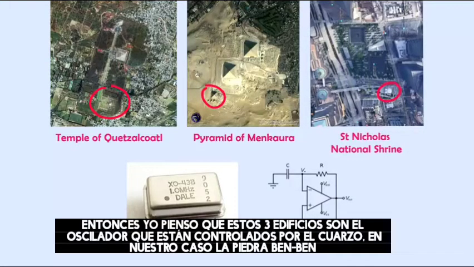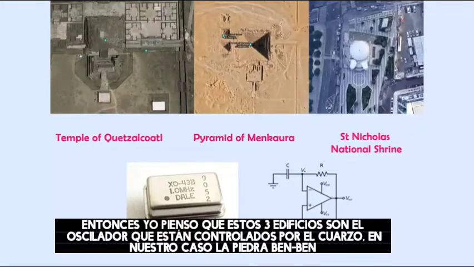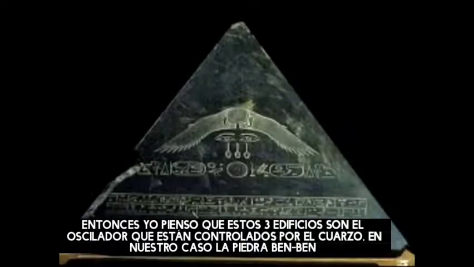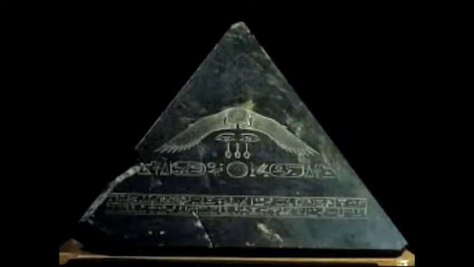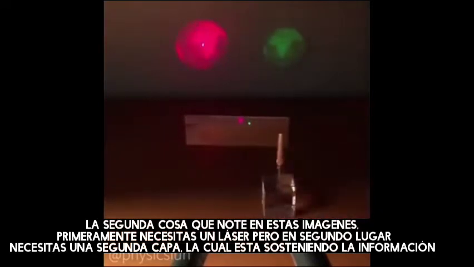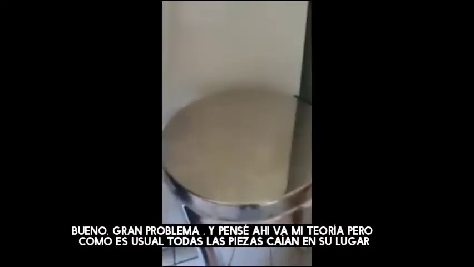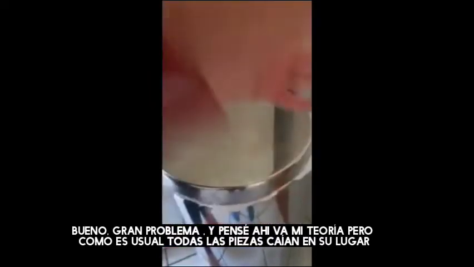So I think these three buildings are the oscillators that are controlled by the quartz, in our case the Benben stone. The second thing I noticed on these images, firstly you need a laser, but secondly you need a second layer which is holding the information. Well, big problem. I thought, there goes my theory. But as usual, all pieces were falling into place.